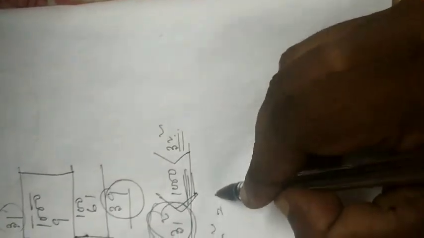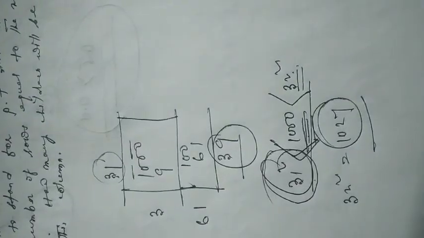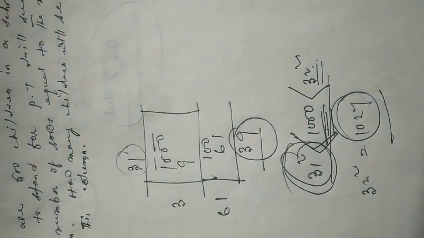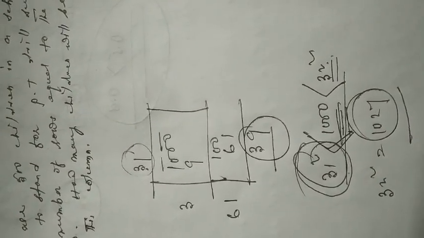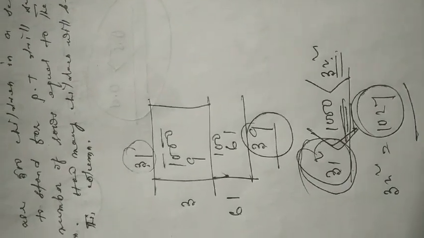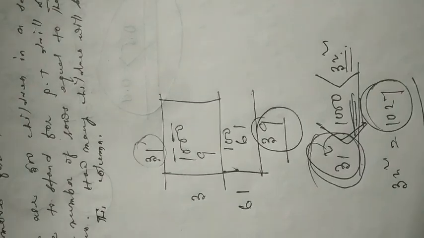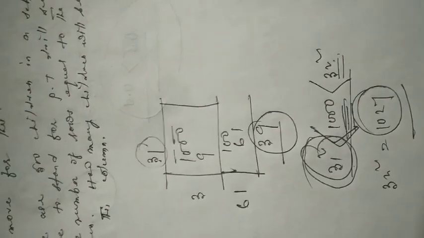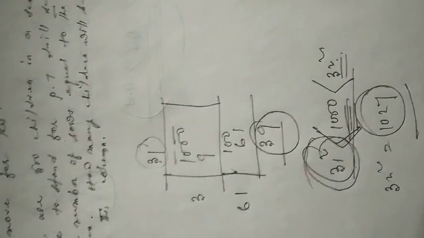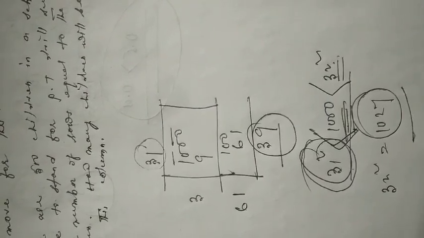1024. 32 square is 1024. So children, here is something that you need to understand. 1000 is a number which is not a perfect square, but 1000 is bigger than 31 square. 31 square is a perfect square, of course.